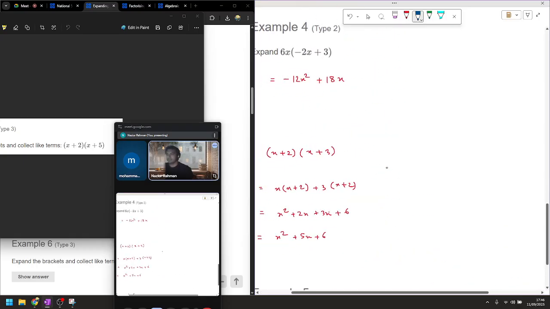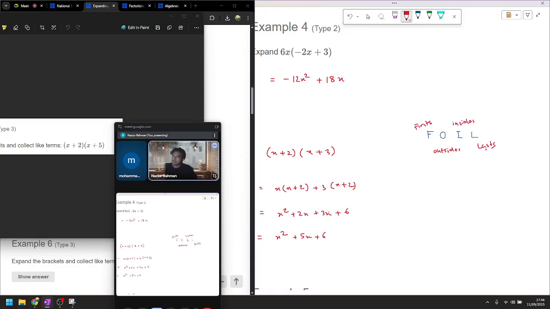So I'll just do it here. So you can use FOIL to expand these. So FOIL is a mnemonic, which is something that helps you remember. So F stands for first, firsts, O stands for outsides, I is for insides, and then L is for lasts. Okay, so we'll just do the same question, but we'll use FOIL now.